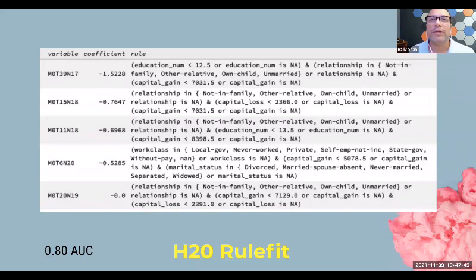But if we look at this top rule here, we can see: if education is less than 12, so somebody has less than a 12th grade education, for example, and the relationship is they're not in the family, another relative, not married, and their capital gain, how much capital gain they declared on their taxes, and this is data that's like 20 years old, is less than $7,000. All of these lend to a powerfully negative coefficient, which in this case means they're very likely to have a low income.